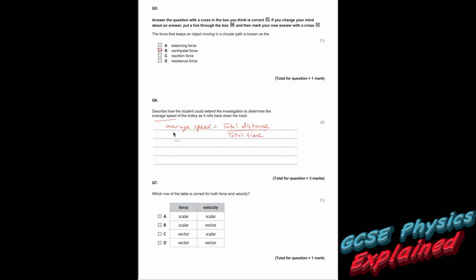To increase the accuracy of whatever it is you're trying to work out, it's always best to try to make, in this case, the total distance as big as possible and make the total time as big as possible, and that'll help to reduce any human errors because of reaction time.